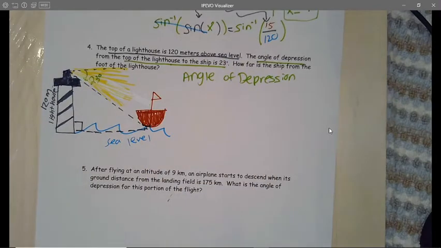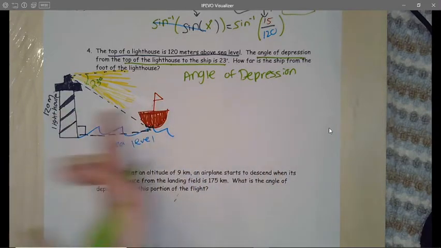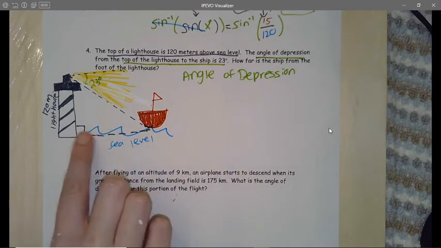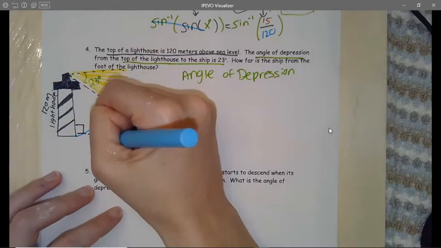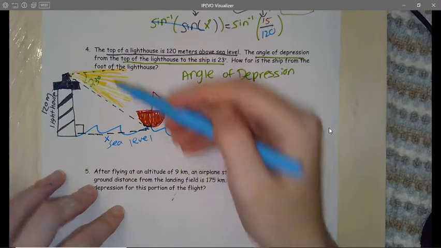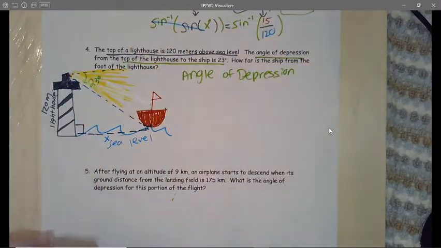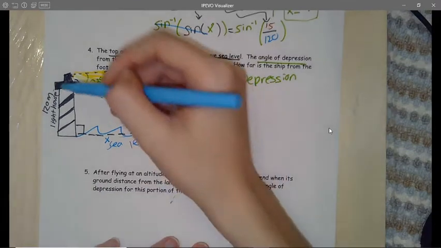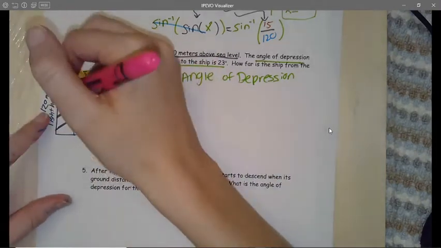Okay, it says how far is the ship from the foot of the lighthouse? So here's my ship. I want to know how far away it is from the ship to the foot, or the bottom, of the lighthouse. So the part of my triangle that I'm solving for is this side. And if you see here, I've secretly kind of hidden this right triangle right here. In order to do these problems, you have to somehow form a right triangle, okay? My right triangle is right here.